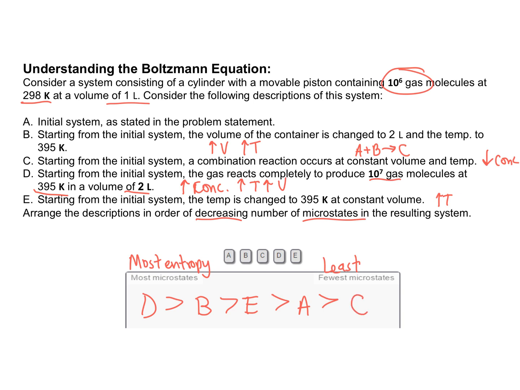C would have the fewest number of microstates because we actually decreased the entropy. We went through a reaction that resulted in a decrease in the number of moles, a decrease in the concentration. So we actually did something that decreased the entropy from the initial system. So from highest entropy to least entropy, it should be D, B, E, A, and C.